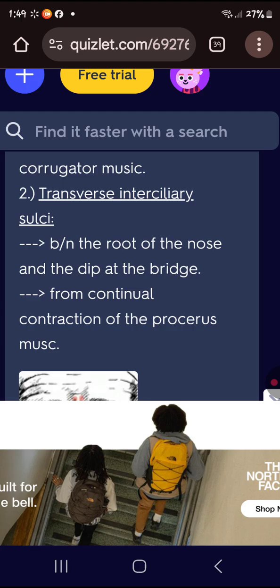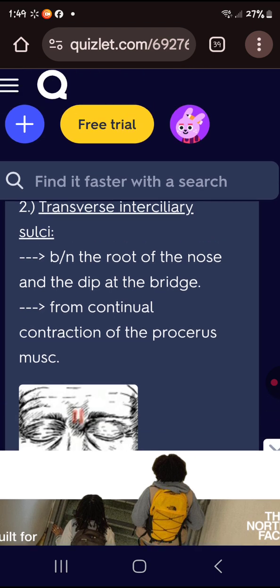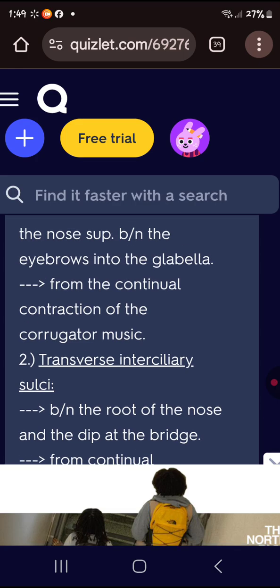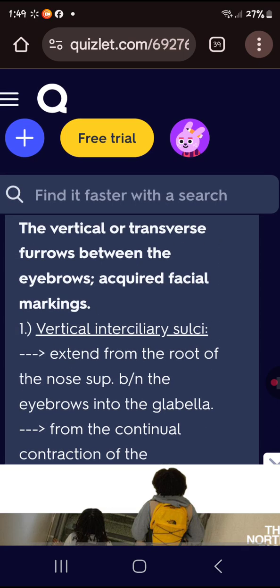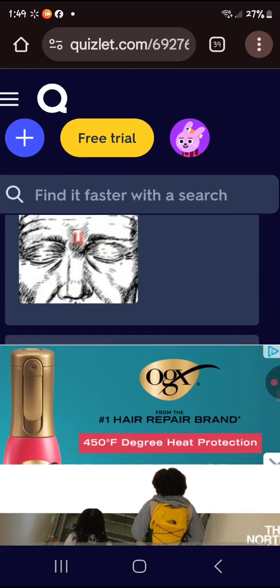Transverse interciliary sulci begin at the root of the nose and the dip at the bridge. And it's from continual contraction of the procerus muscle. So transverse interciliary sulci can also be from the contraction of the procerus muscle or the corrugator. And there's the 11s.